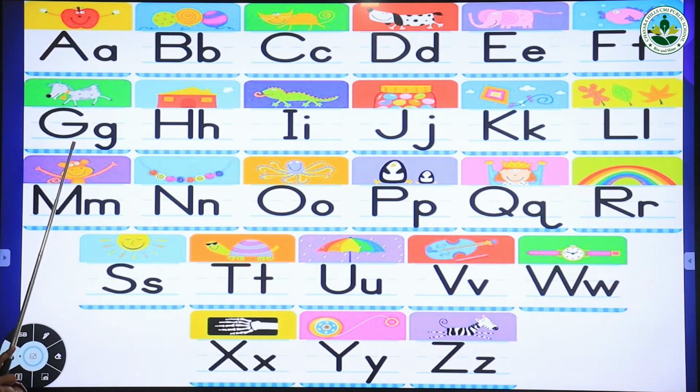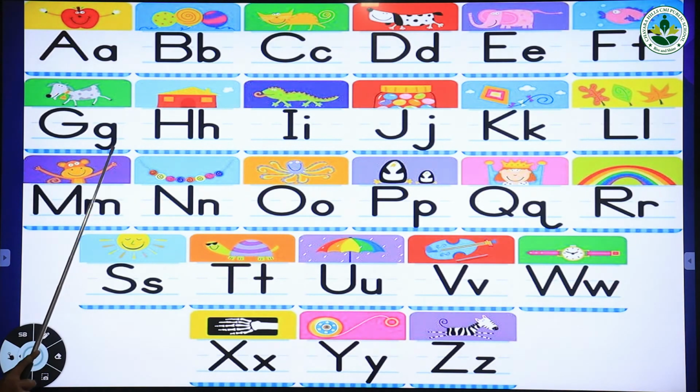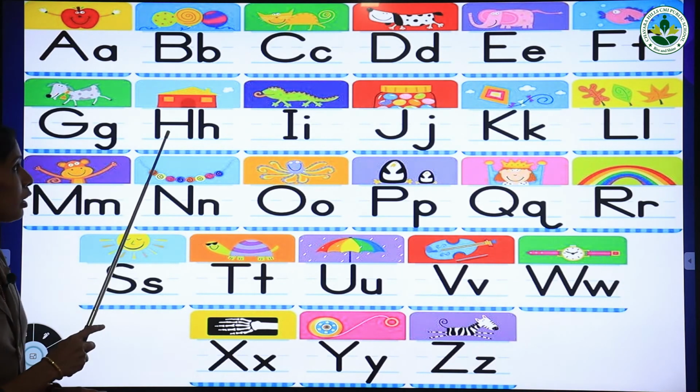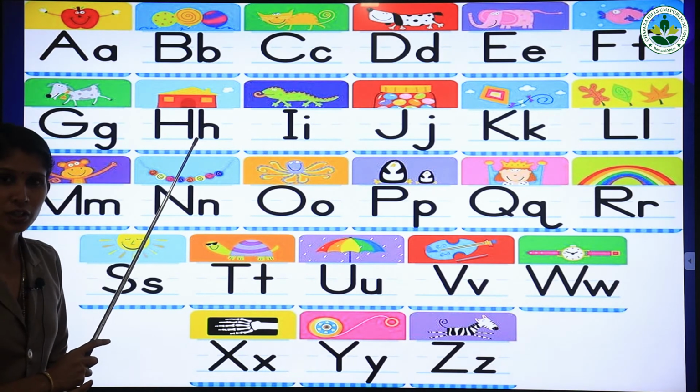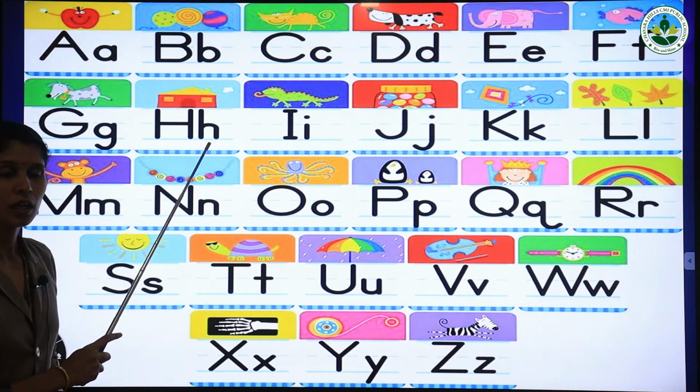Capital letter G, small letter G. Say once again, capital letter G, small letter G. Say the sound of letter G. What's the sound of letter G? Yes, it's G. G. And next letter, capital letter H, small letter H.